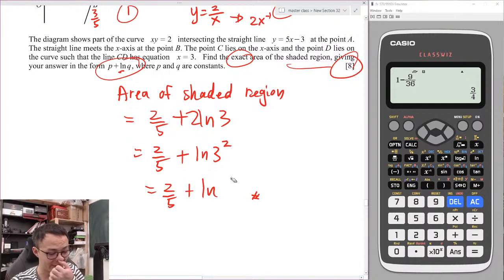Alright, this is how we get the whole 8-mark question. It's not very hard. As long as you practice, I guess it should be okay.